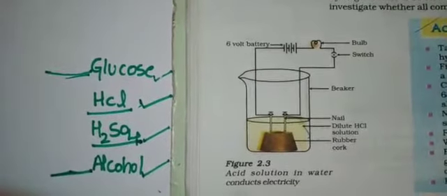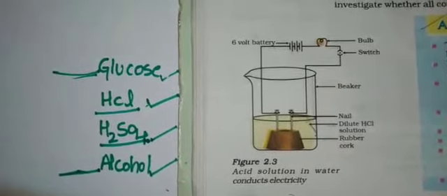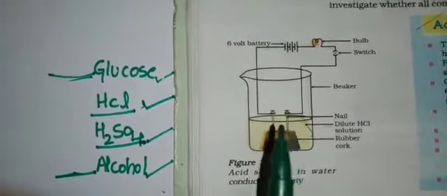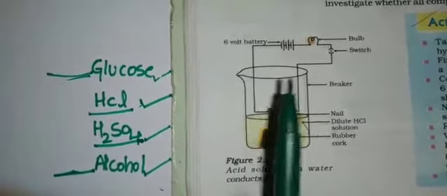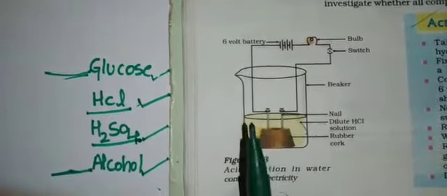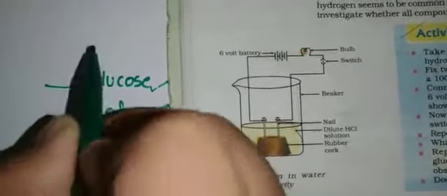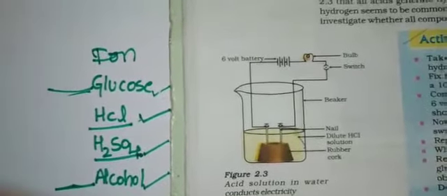So glowing of the bulb indicates that there is a flow of electric current through the solution. So this solution is transferring electricity. The electric current is carried through the acidic solution by the ions. Electric current is transferring or communicating, right?